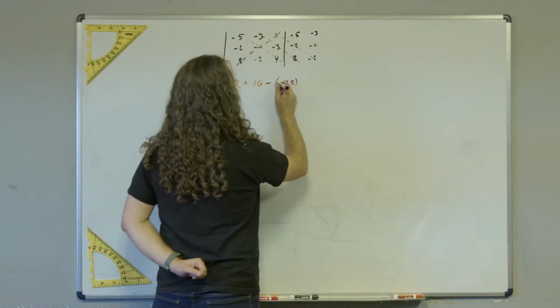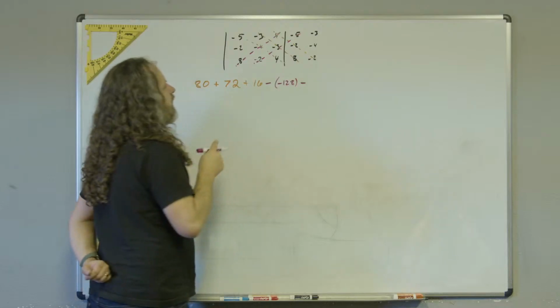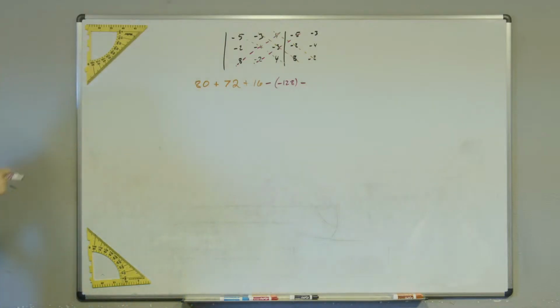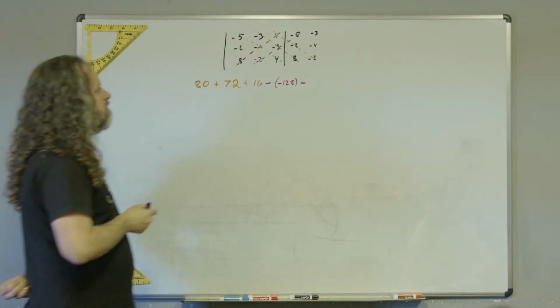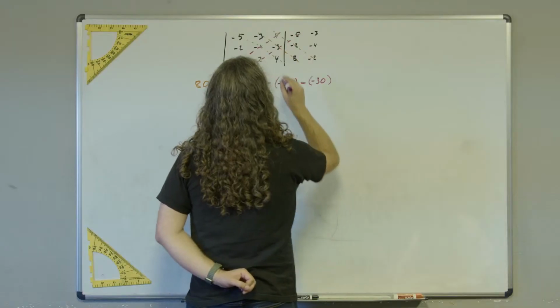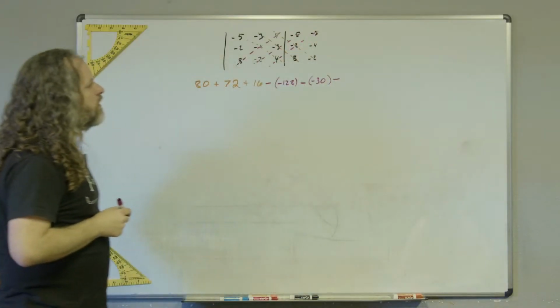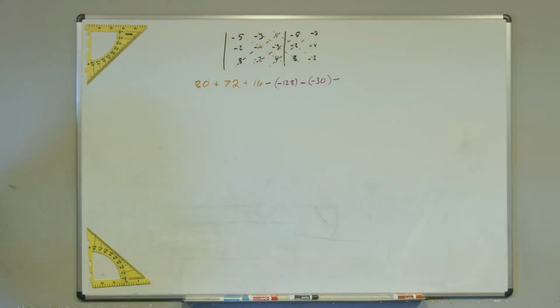And then minus negative 2 times negative 3 times negative 5 is? Negative 30. That one's easy peasy. And then minus 4 times negative 2 times negative 3 is what? 24.